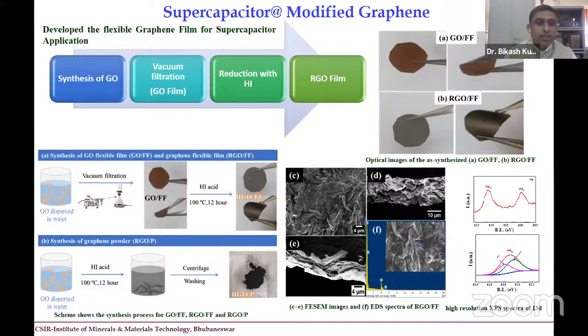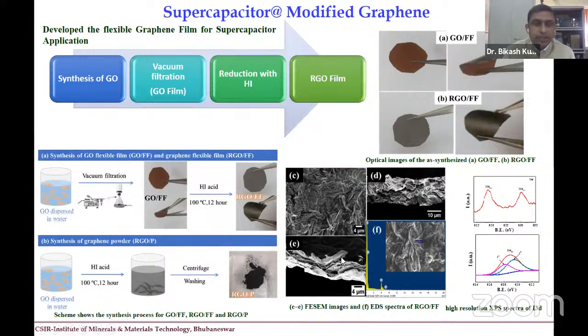Then we tried to develop a different way to increase the capacitance property of graphene. Here we developed a method like the hydroiodic acid reduction process. We developed some graphene film, because graphene film has different applications. When you develop a wearable or flexible supercapacitor, you need flexible films. For that purpose we developed graphene films, and also graphene powder, using hydroiodic acid as the reducing agent.